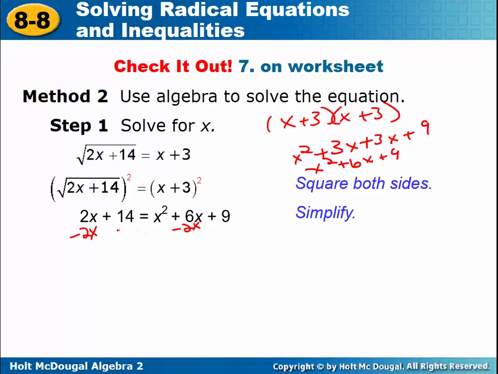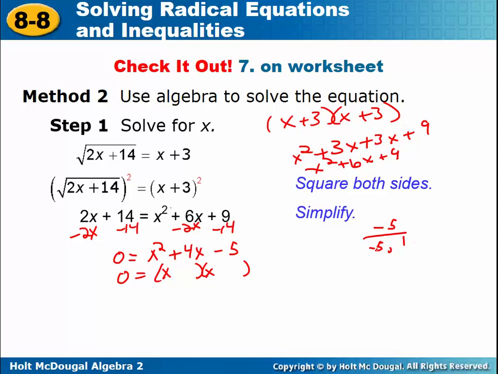We set this equal to 0. I'm leaving the x squared on the right side so that I'll have a positive x squared rather than a negative. And you'll get x squared plus 4x minus 5. Now we factor. Okay, so we set our 2 parentheses up, x and x. What are the factors of negative 5 that would give me a positive 4 when I add them?